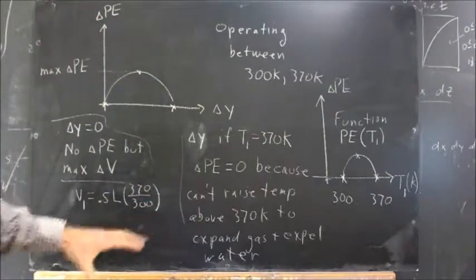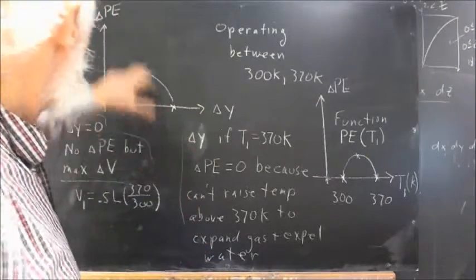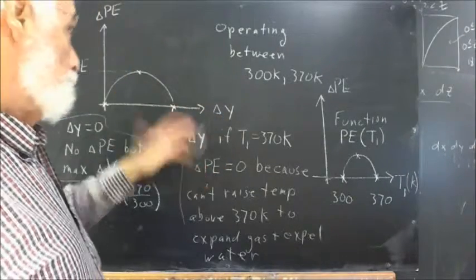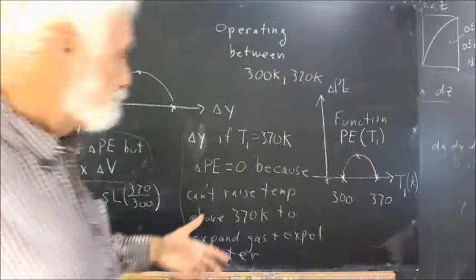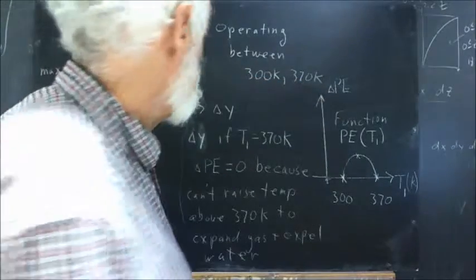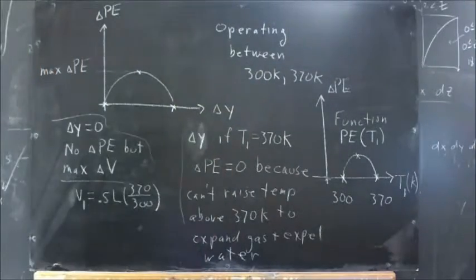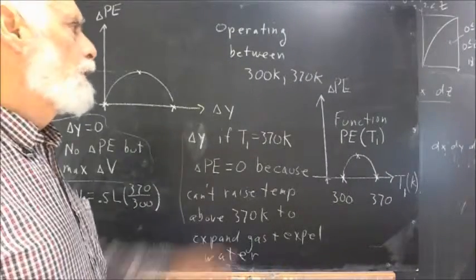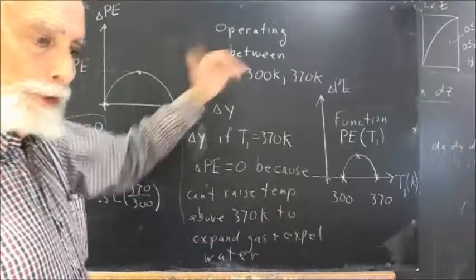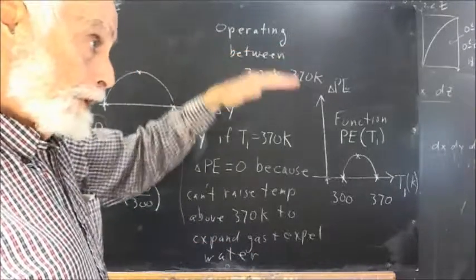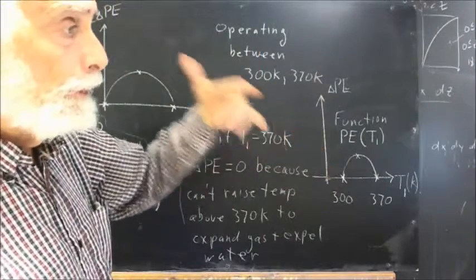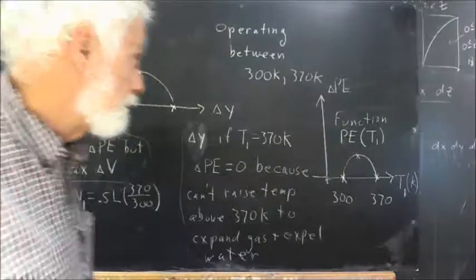The payoff here is a change in potential energy versus delta Y function. For an engine operating between 300 and 370 K, the question is, what's the optimal height to which to raise the water? Do we raise it to 1 meter? Is it better to raise it to 0.9 meters? Do we get more change in potential energy per unit of thermal energy or heat that we put into the system?